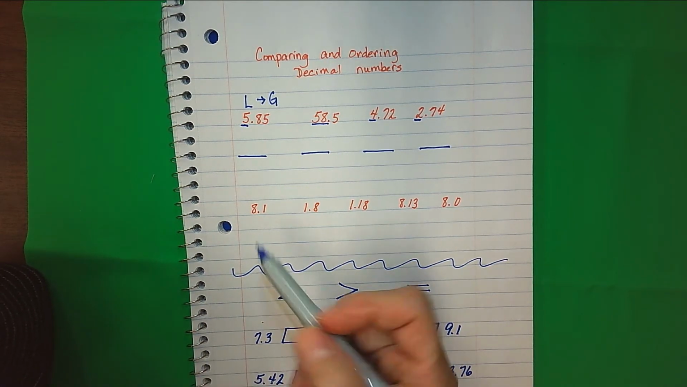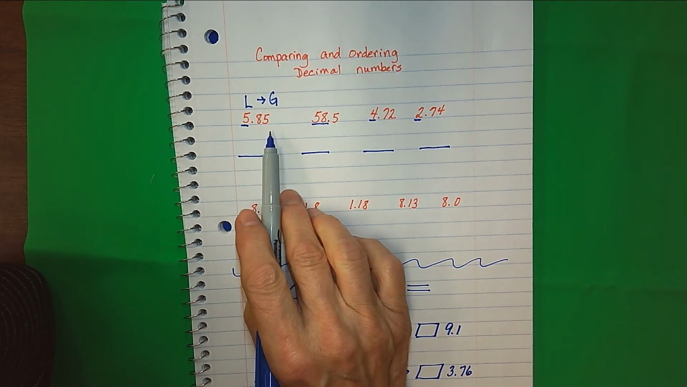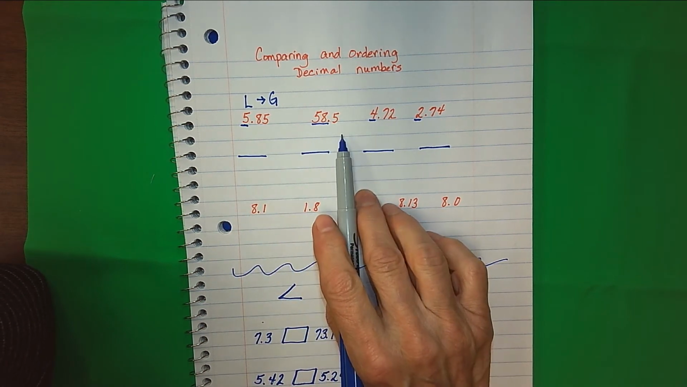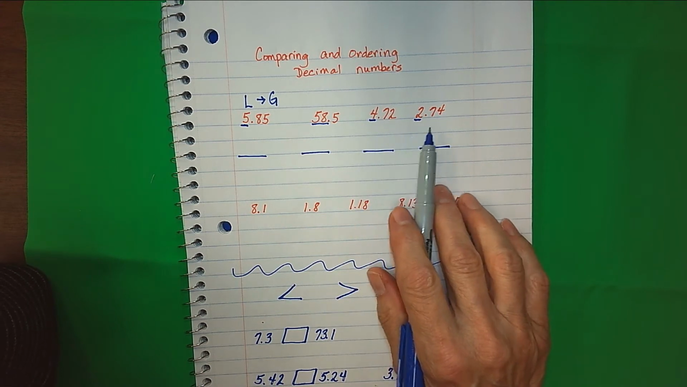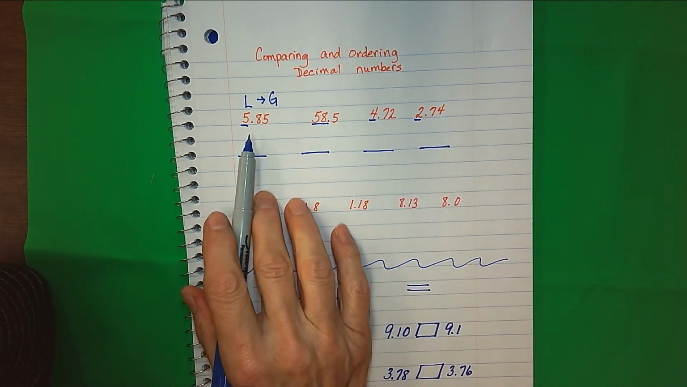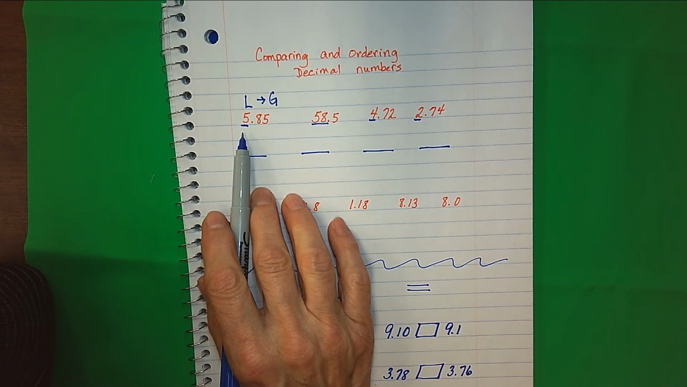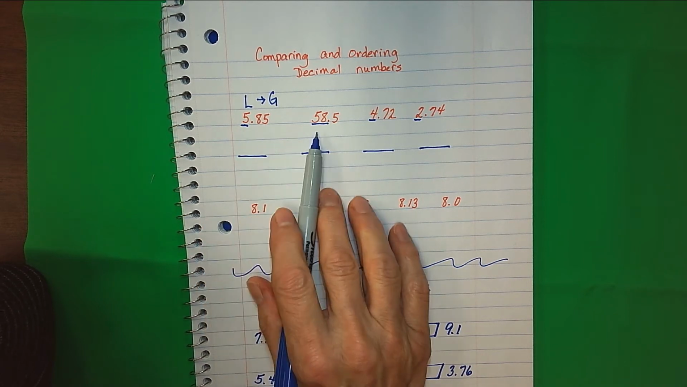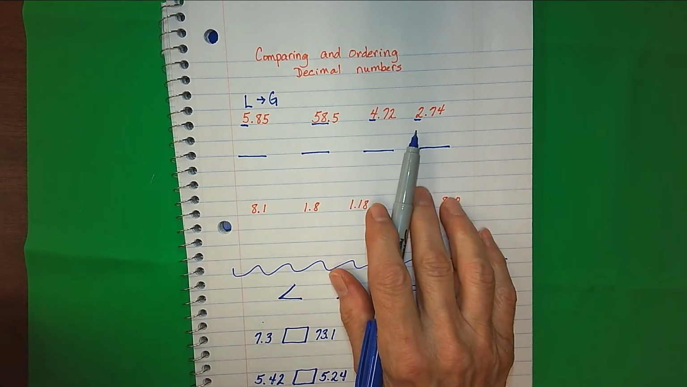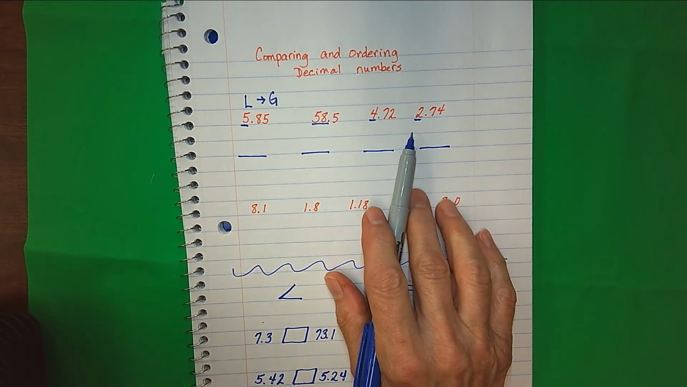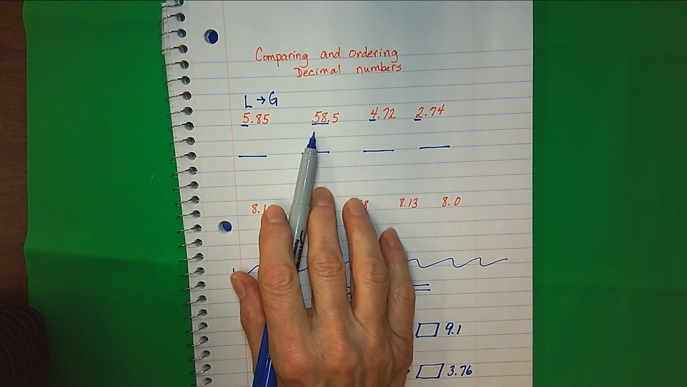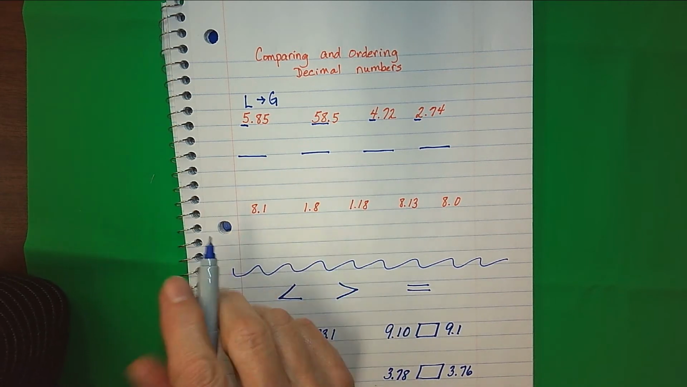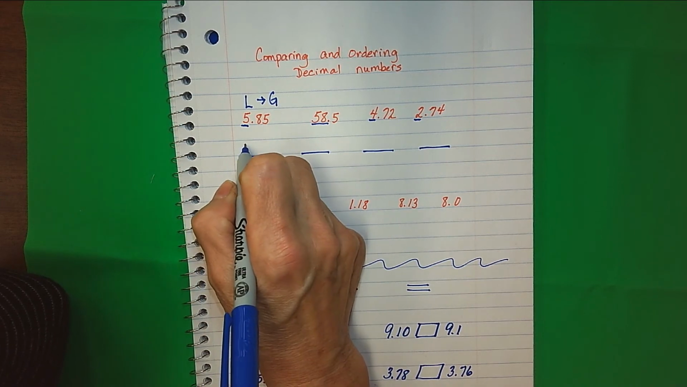I'm going to look at these numbers. I've got a 5 and 85 hundredths, a 58 and 5 tenths, a 4 and 72 hundredths, and a 2 and 74 hundredths. If I just look at the whole number part of these, I've got a 5, a 58, a 4, and a 2. And we all know that our 2 is going to be the smallest number, and our 58 will be the largest number.